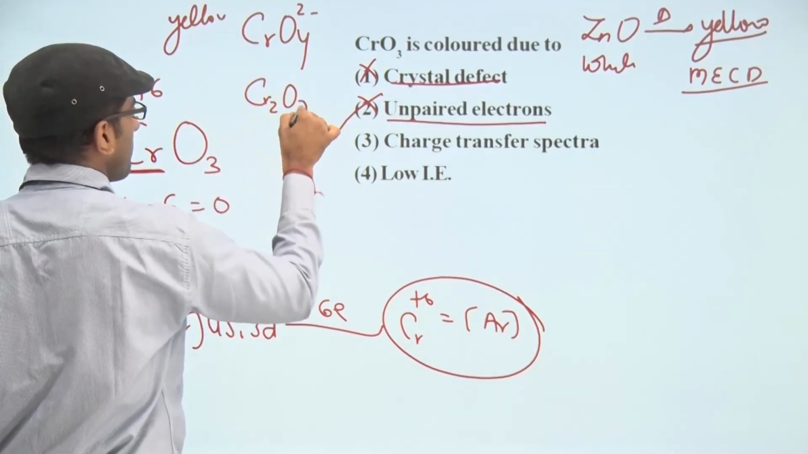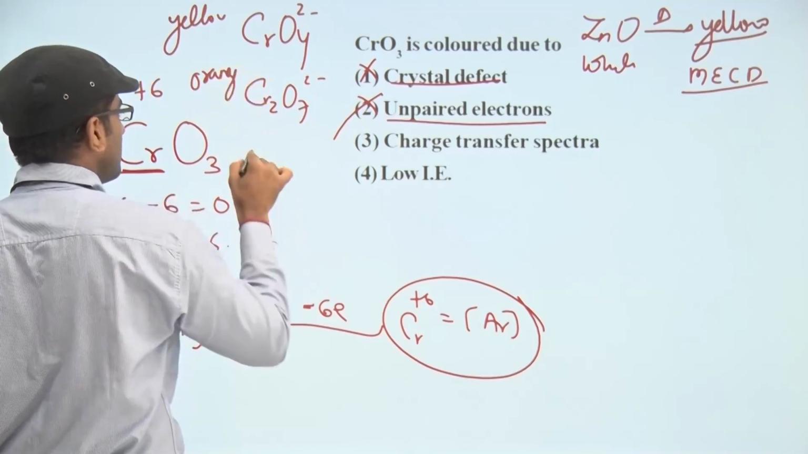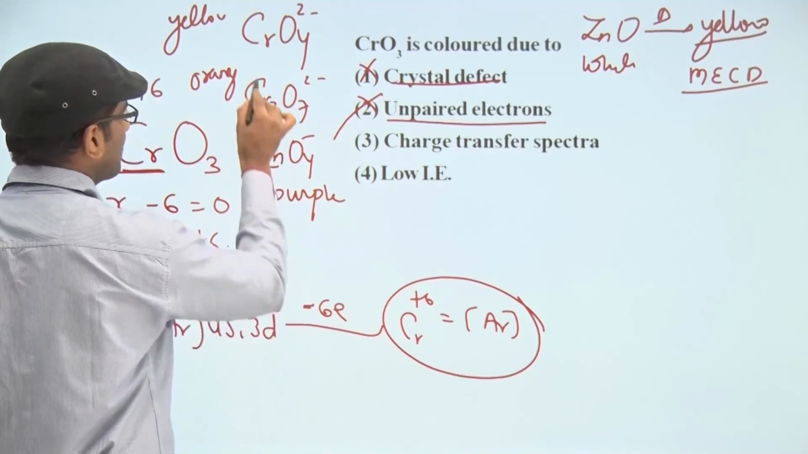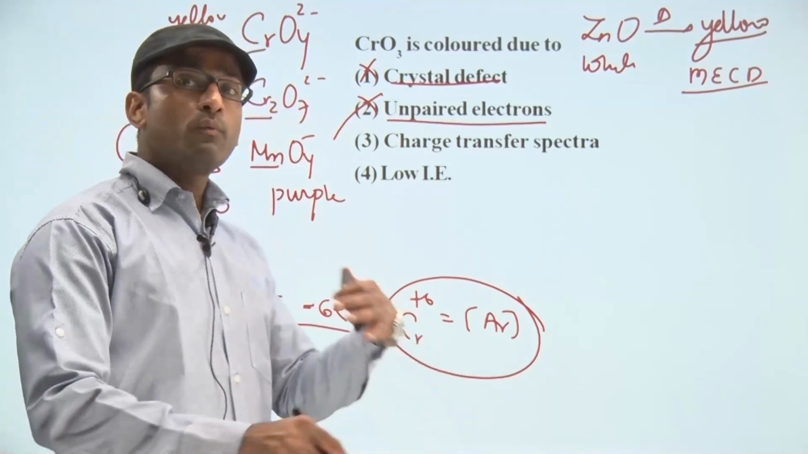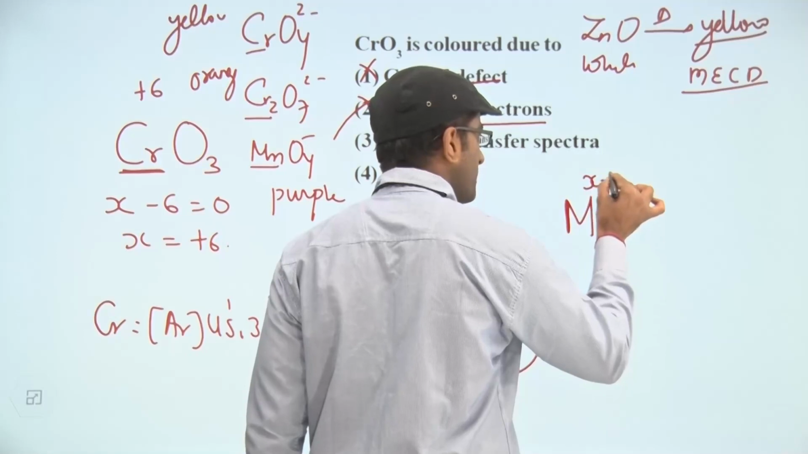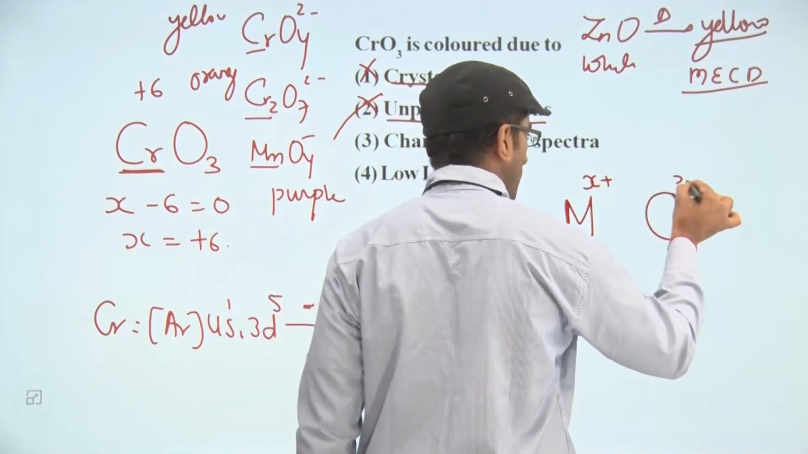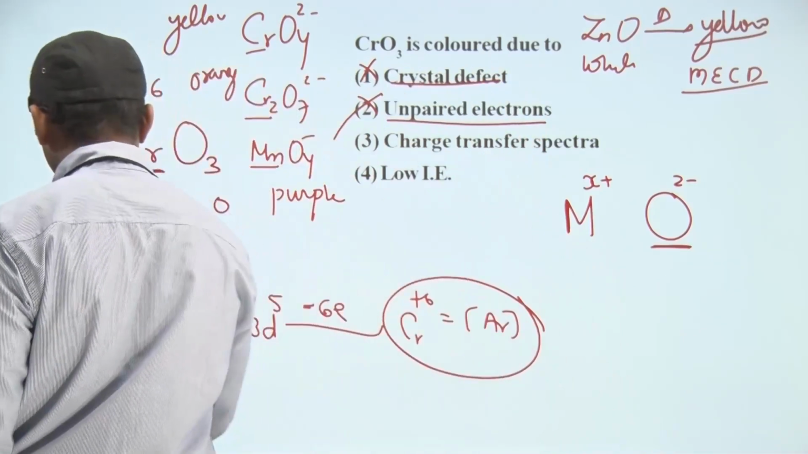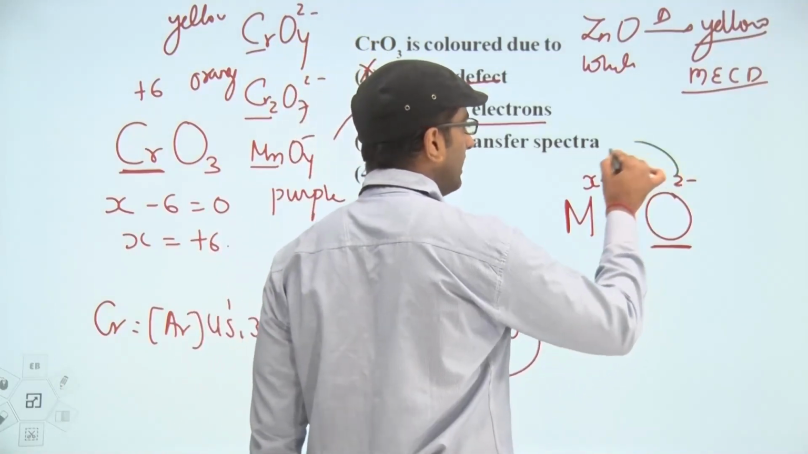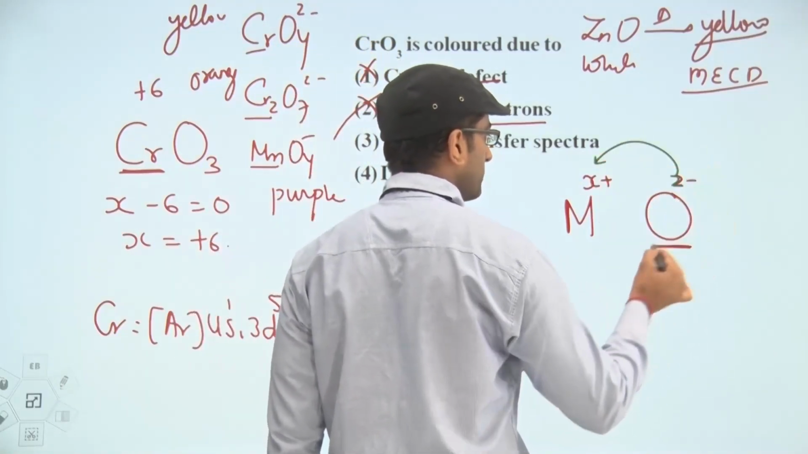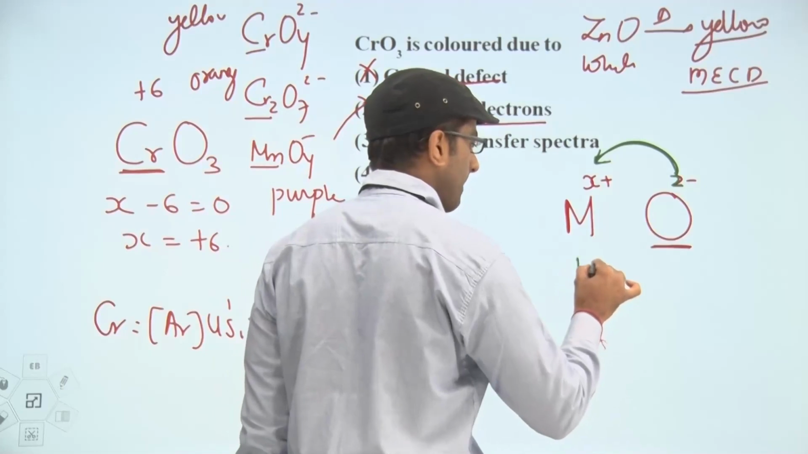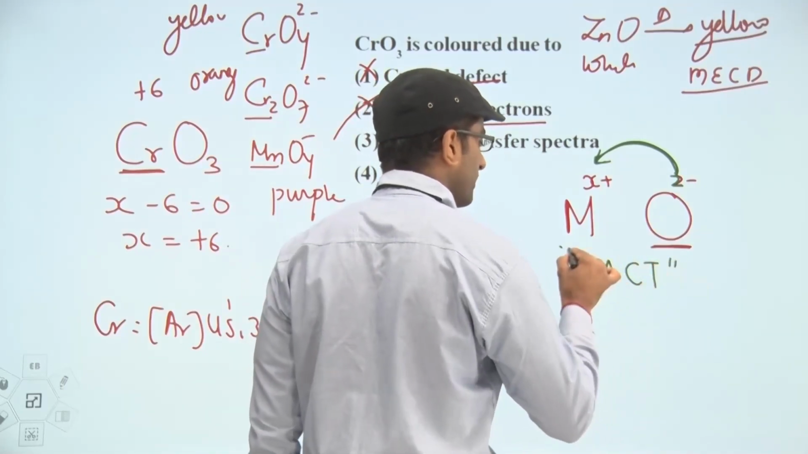Dichromate, Cr2O7 2-, is orange in color. Similarly, MnO4-, permanganate, its color is purple, while no central metal has unpaired electrons. So which theory is responsible here? When the metal is in its highest oxidation state and is bonded by a ligand, especially oxygen, there will be transfer of charge from ligand to metal. Ligand means electron rich species. So this is famously known as the ligand metal charge transfer theory.